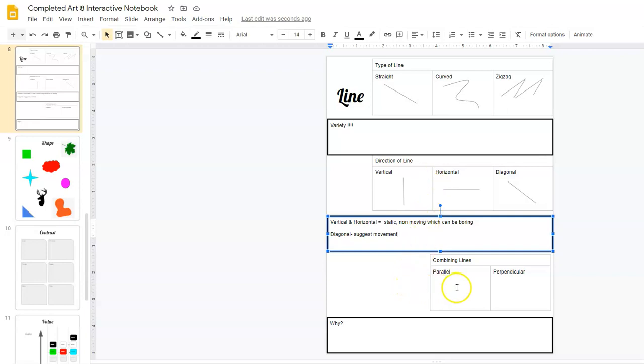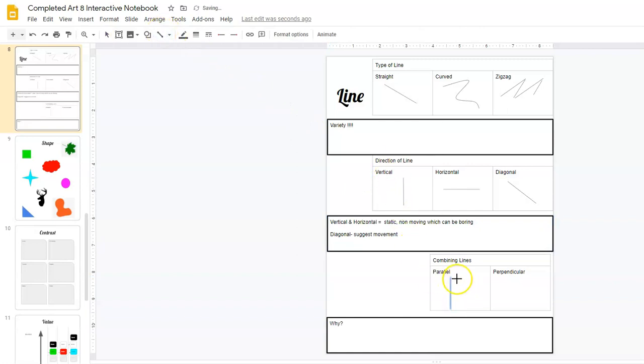All right, the very last section for line is about combining different types of lines together. So this time we're going back to our trusty line tool. I'm going to draw parallel lines. Parallel means that they go in the same direction. They don't get closer together. They don't get farther apart. They go the exact same direction, same type of line.